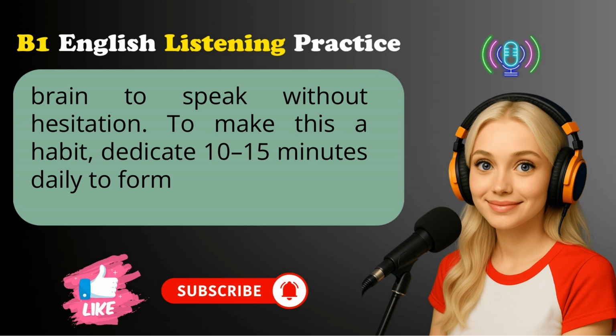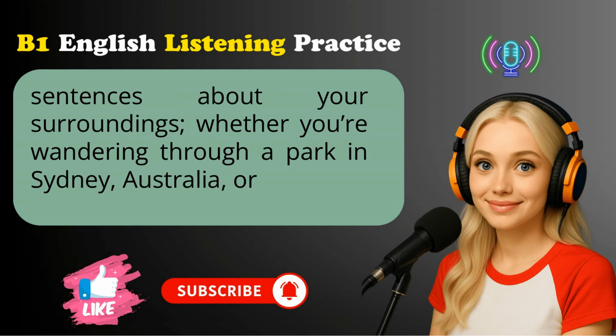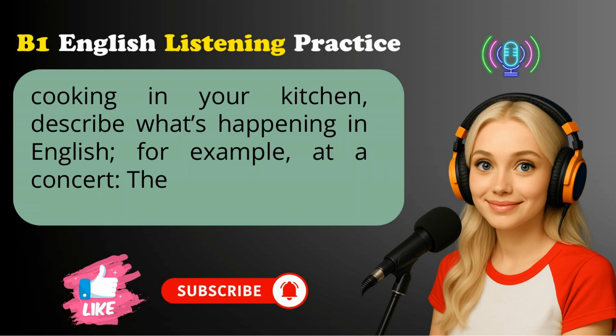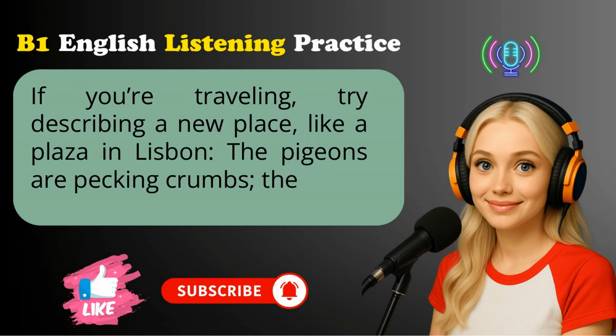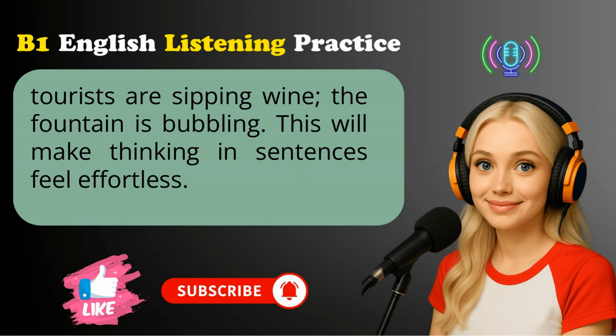To make this a habit, dedicate 10 to 15 minutes daily to form sentences about your surroundings. Whether you're wandering through a park in Sydney, Australia, or cooking in your kitchen, describe what's happening in English. For example, at a concert: the band is rocking the stage. The crowd is singing along. The lights are flashing wildly. If you're traveling, try describing a new place, like a plaza in Lisbon. The pigeons are pecking crumbs. The tourists are sipping wine. The fountain is bubbling. This will make thinking in sentences feel effortless.